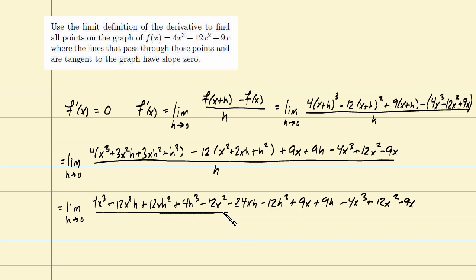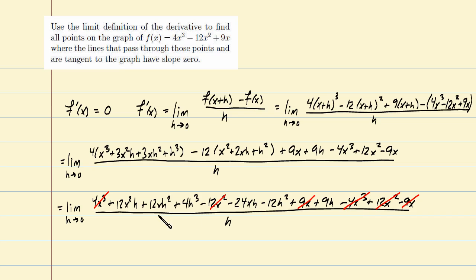And again, all of that is sitting over h. Okay, looks like it's just getting worse and worse, right? However, notice what happens. We have a 4x cubed minus a 4x cubed. Those drop off. We have a negative 12x squared, and we have a positive 12x squared. Those cancel off. And we have a 9x and a minus 9x. Those cancel off. So a lot just dropped off here.